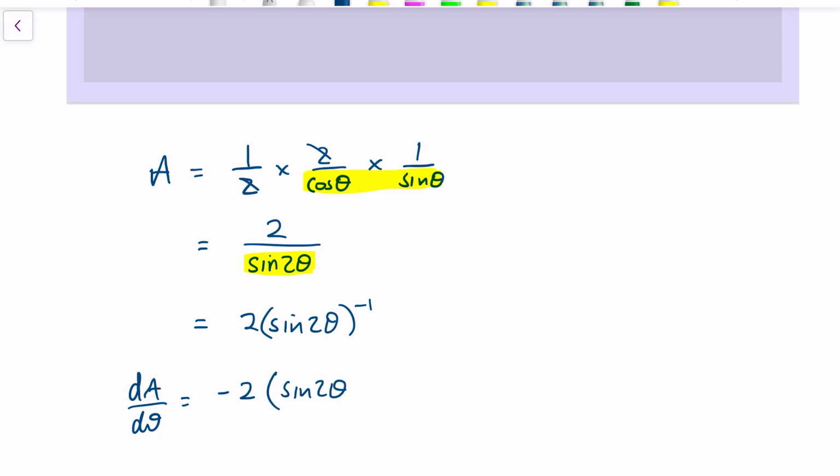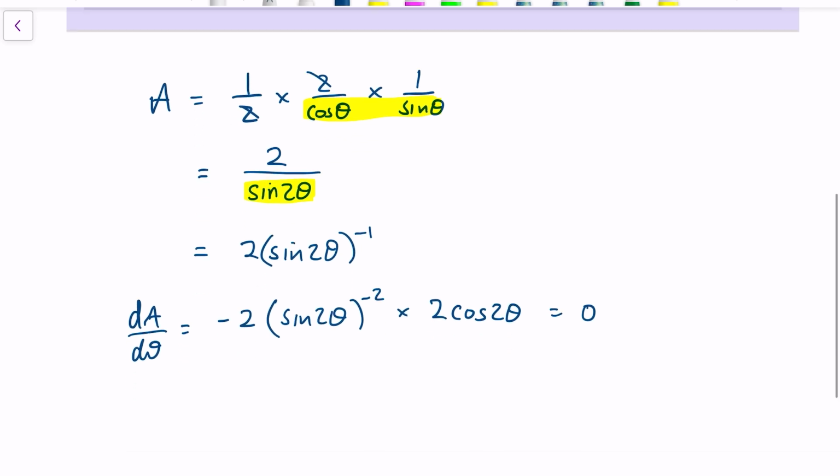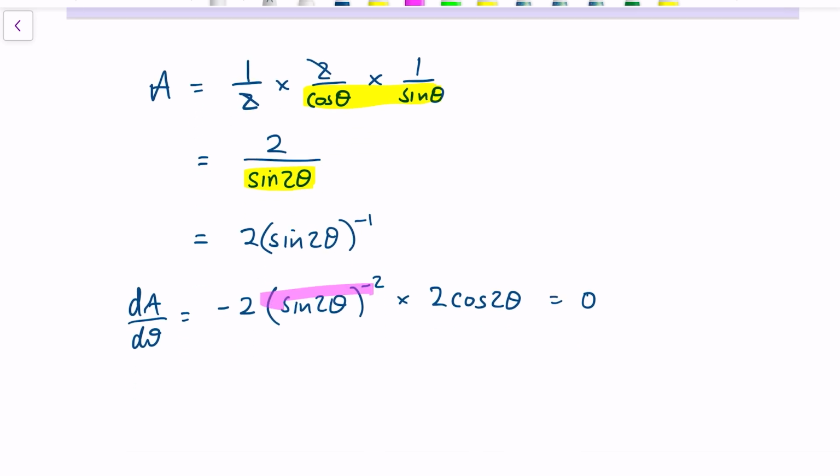Sine of 2 theta to the power of -2 multiplied by the derivative of sine of 2 theta, which is 2 cos 2 theta, equals 0. This factor here is not equal to 0 because it's in the denominator. It's sine of 2 theta all squared down the bottom. Therefore, it must be this factor that's generating the solution.